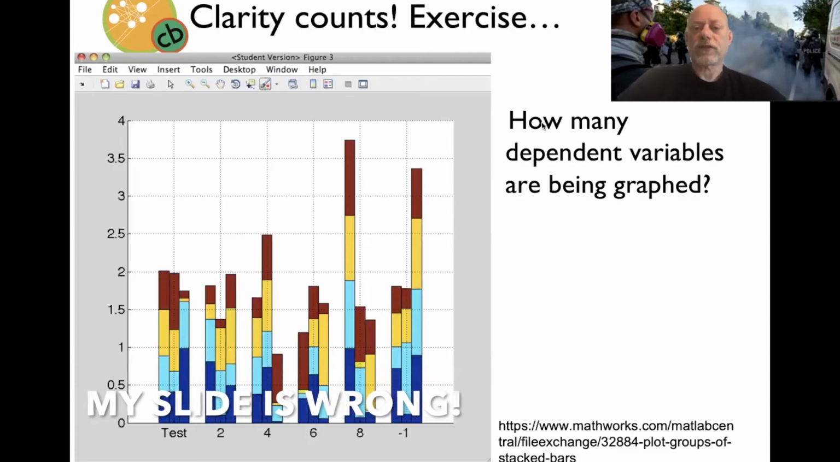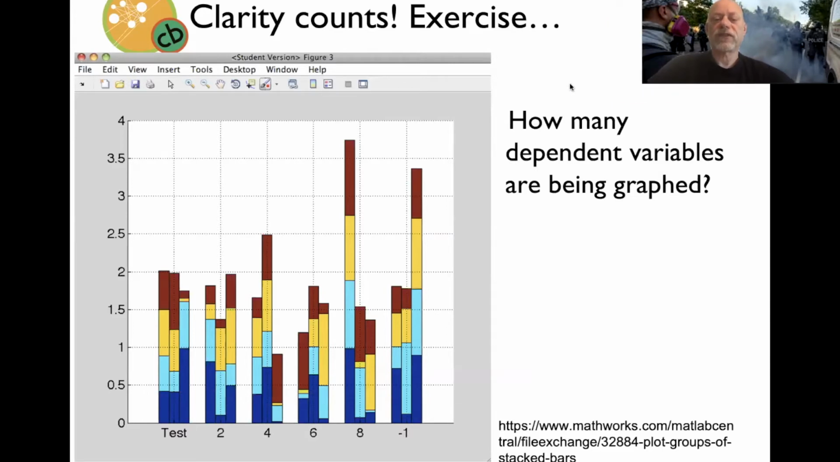Another little exercise here. The point we're making is that graphs need to be clear to have a results section that actually sends the reader a message. So here is a graph that I took off of the mathworks.com website. You can see the address of it. And I want you to stop the video for a moment and ask yourself how many dependent variables are being graphed here. I will join you.